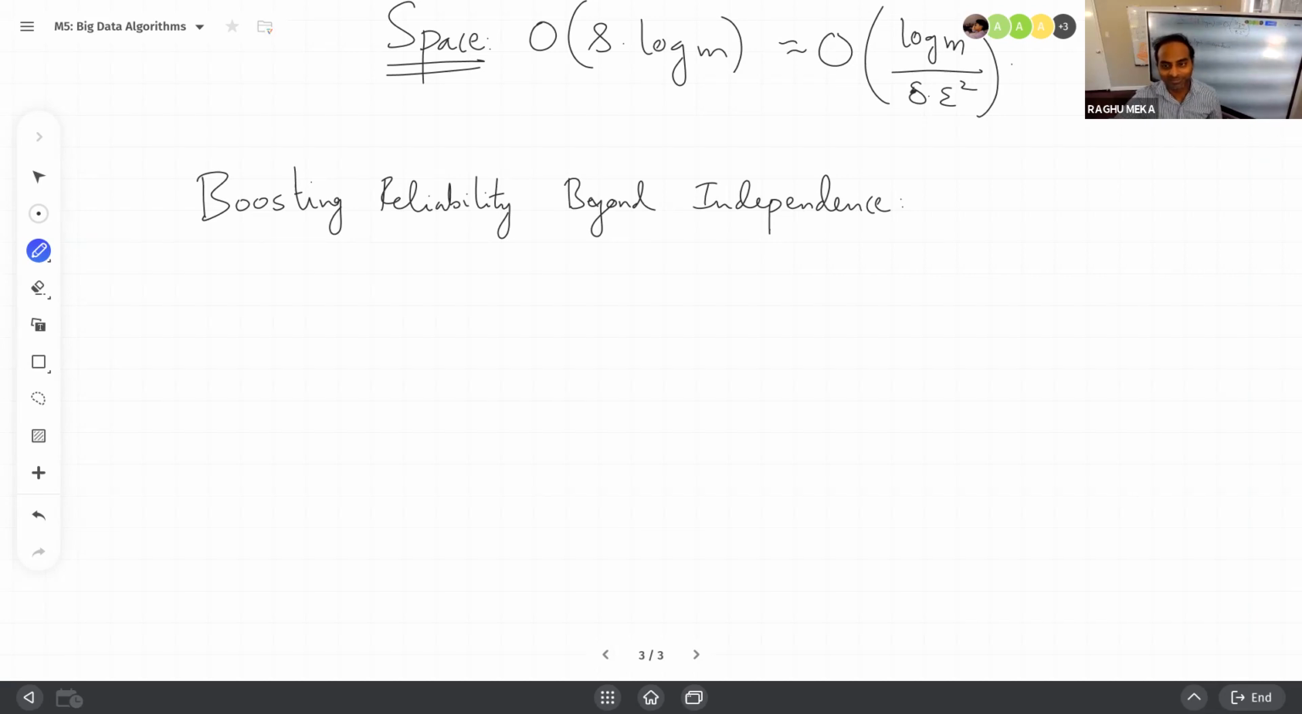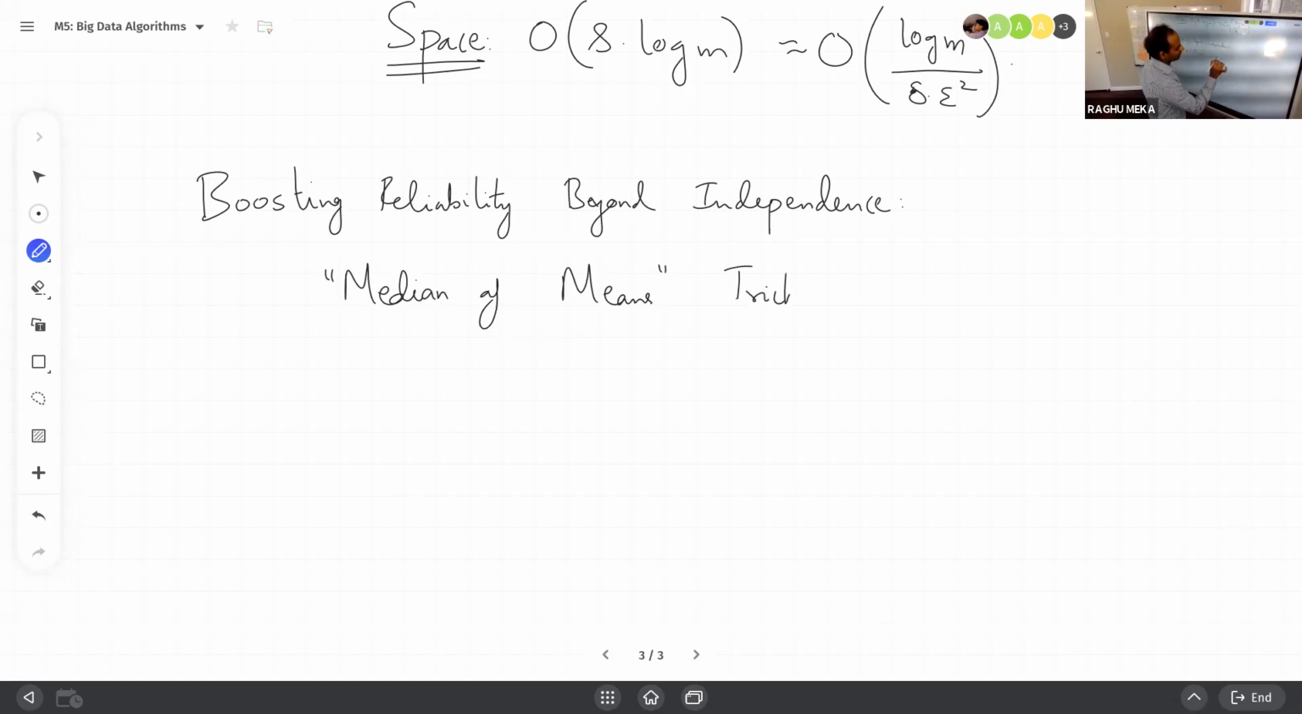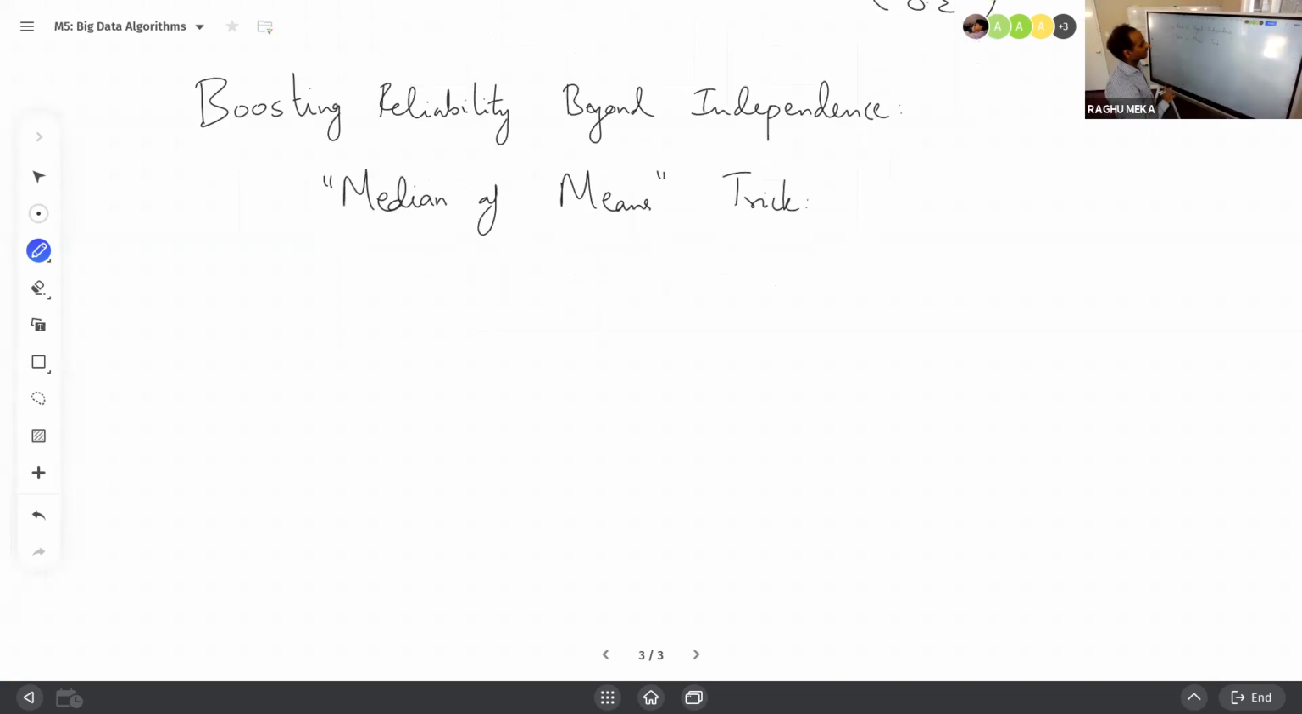All right. The median is more reliable. What is even better is the median of means. This is called the median-of-means trick. Let me say it's a trick, though I think it's more than a trick. It gets used a lot and it's very valuable. But let me just call it a trick.